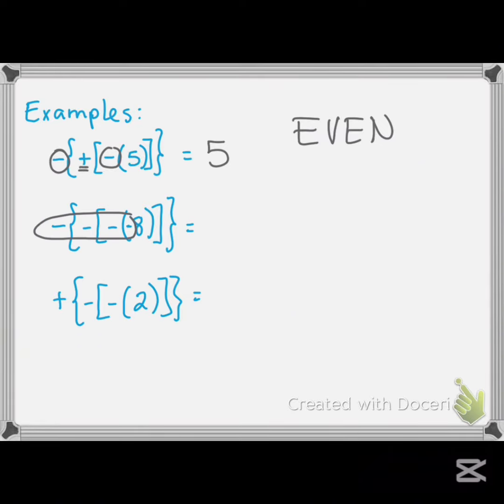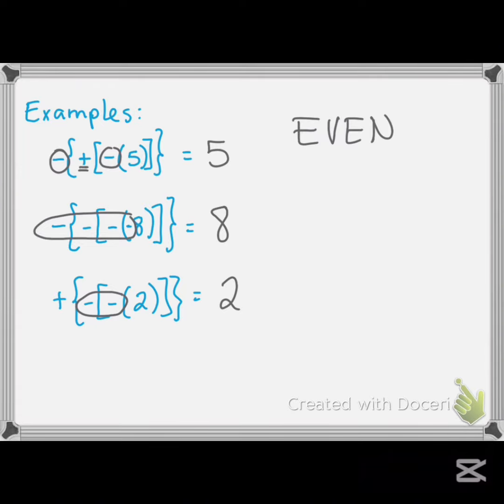In this other example, we have 4 negatives. So if I have 4 negatives, it's another even amount. So the answer is going to be, again, positive 8. In this last example, we also have 2 negatives, and the answer is going to be positive.